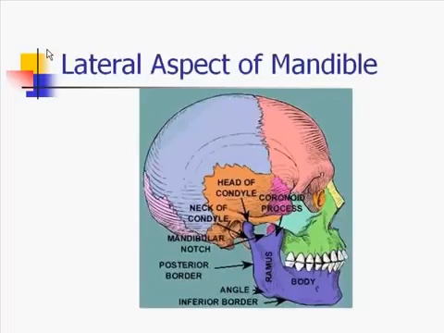Here's the lateral aspect of the mandible. Keep in mind the inferior border of the mandible. That's if you were to take your finger and find the angle of the mandible and then run your finger right underneath along the line of the mandible. This is the inferior border. This is going to be important to be able to palpate when you're doing your extraoral exam, as well as when you're locating different landmarks. So inferior border means below.